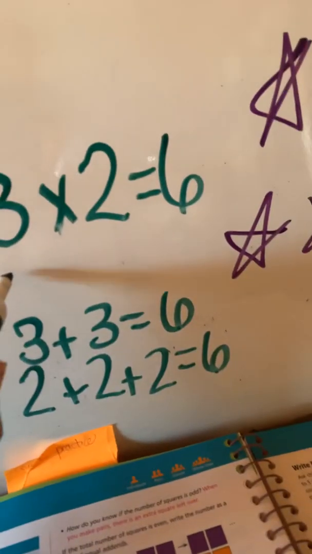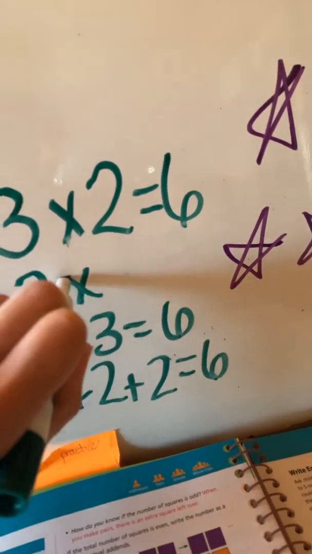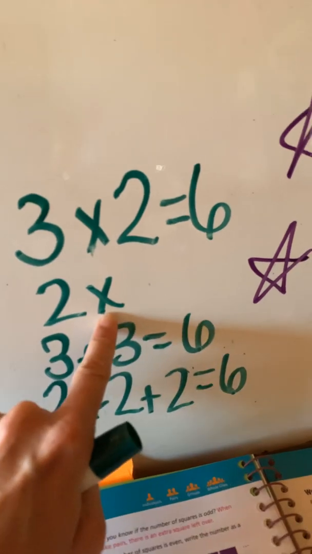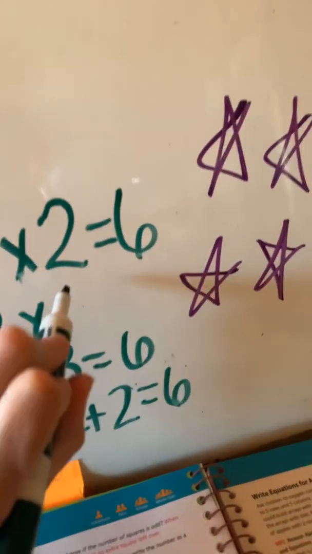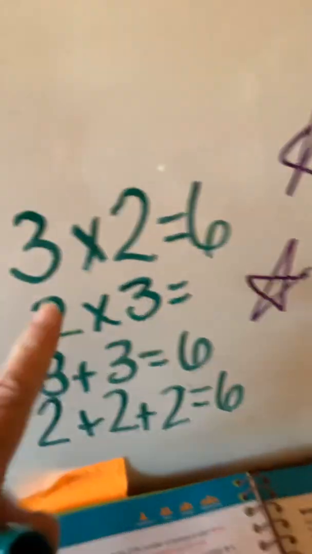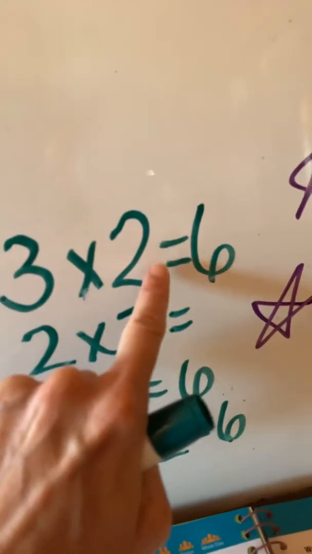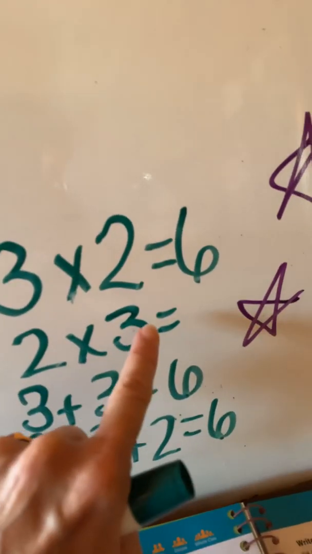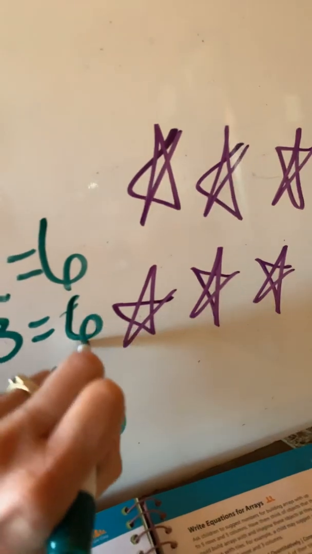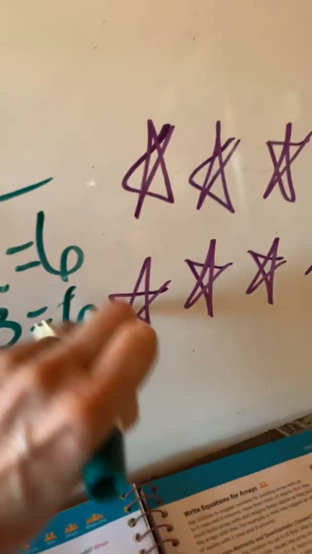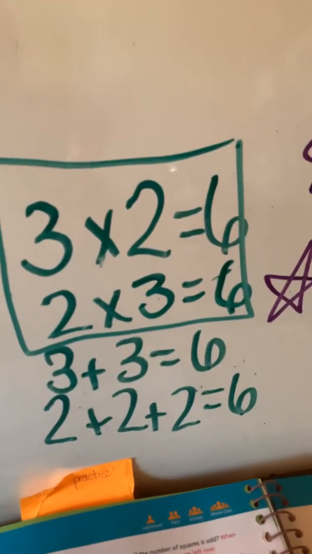Or we can say there are 2 groups. Remember, that's groups of or rows of 3. So we can reverse that. 3 times 2 or 2 times 3 both equal 6. So it's the beginnings of multiplication.